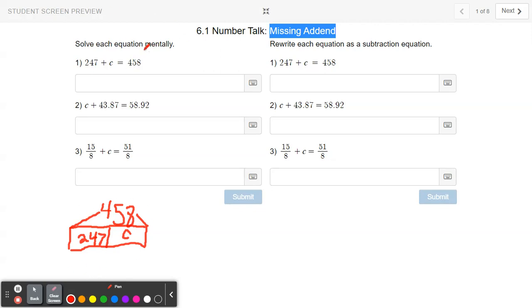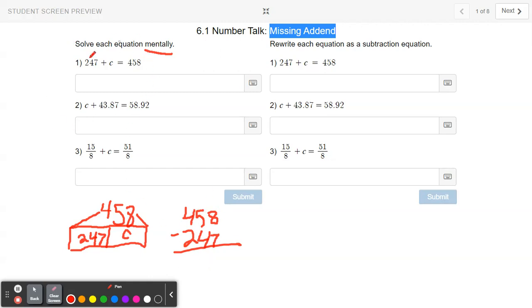Now, this says mentally. I would like for you to try to find some methods on this. I'm going to tell you what my method is, and you can choose to use that or not. Mentally, a lot of times students like to try to solve it in the traditional method, which might look like this. So I know to solve this problem, I actually have to do 458 minus 247 in order to get C, right? So we would subtract. And a lot of students try to put this mental picture in their head. And that's fine if that works for you. I personally have a hard time keeping track of everything.